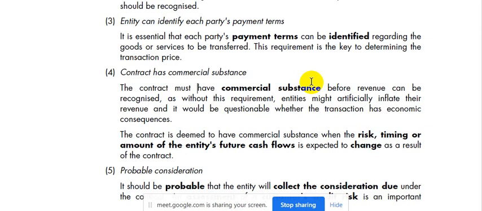Sorry. Okay. The contract is deemed to have commercial substance when the risk, timing, or amount of the entity's future cash flows is expected to change as a result of the contract.